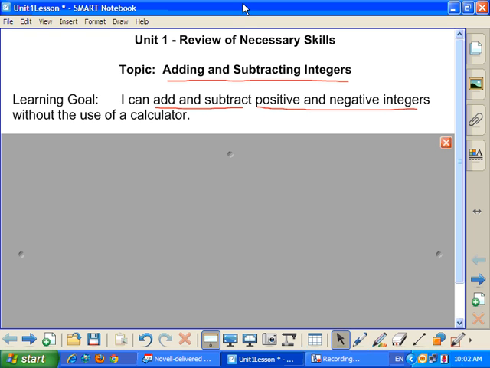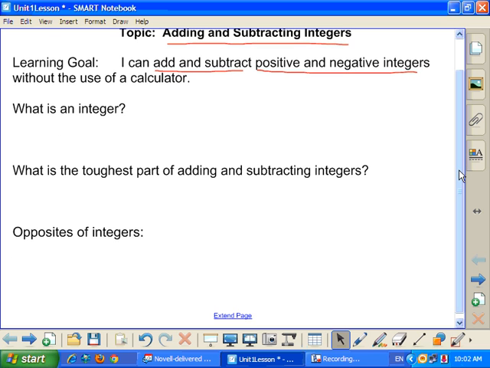Okay, and we're looking at it without the use of a calculator. So we're going to be dealing with smaller numbers, so it's not going to be unrealistic here. Yes, you'll have access to a calculator throughout the course, but for today I want you to work on dealing with and understanding how the adding and subtracting works.